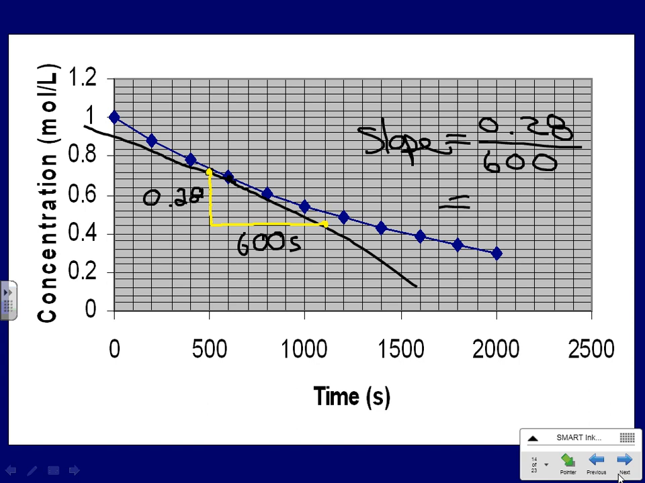Elaine is looking at her calculator. She's counting significant digits. What do you got? Times 10 to the negative 4? Negative fourth molarity per second. Okay? All right? Okay.